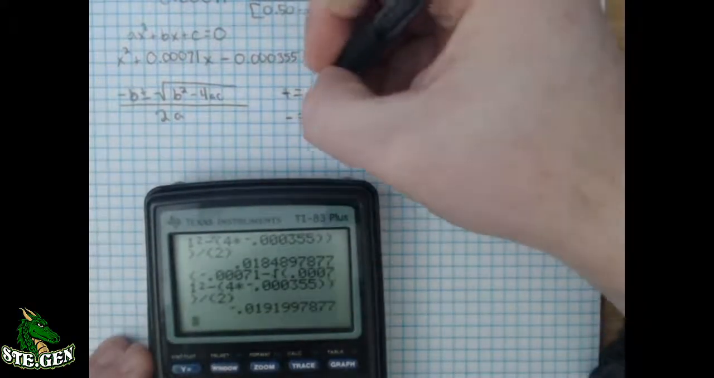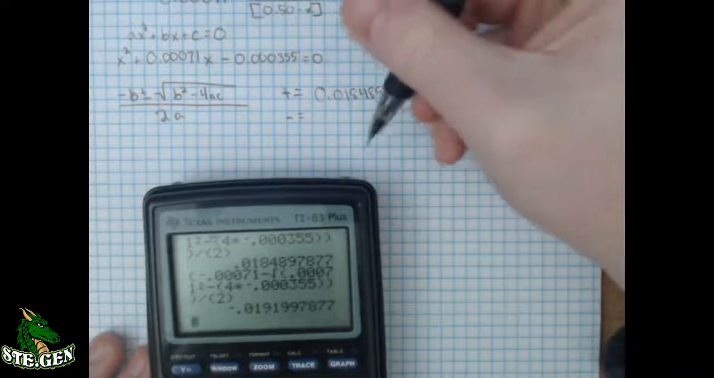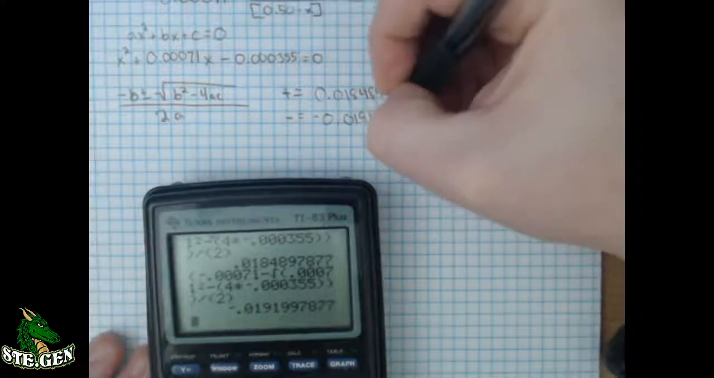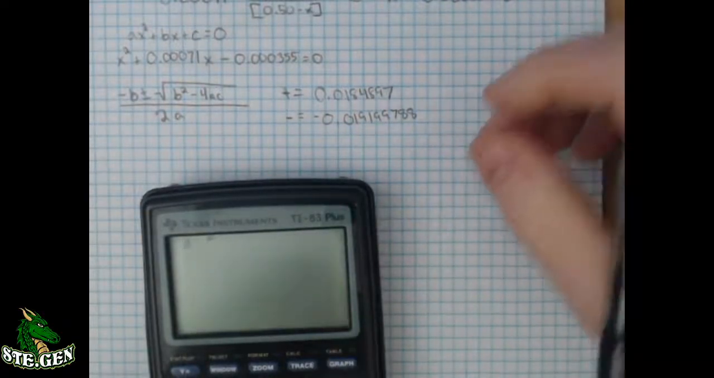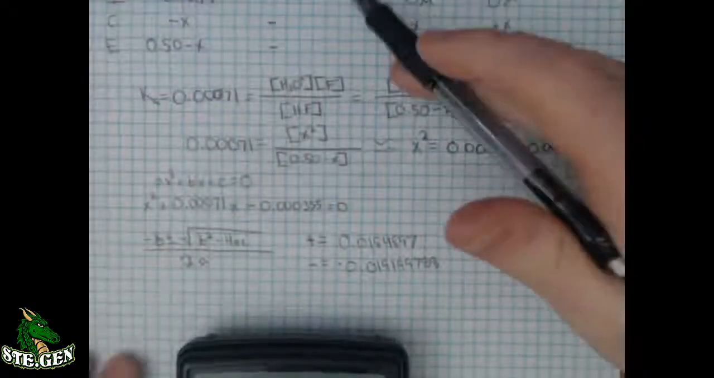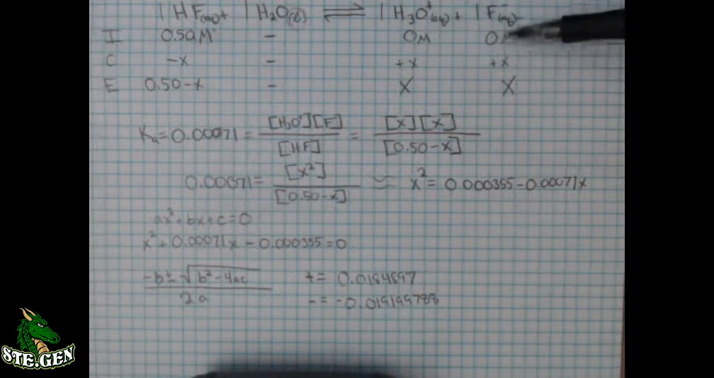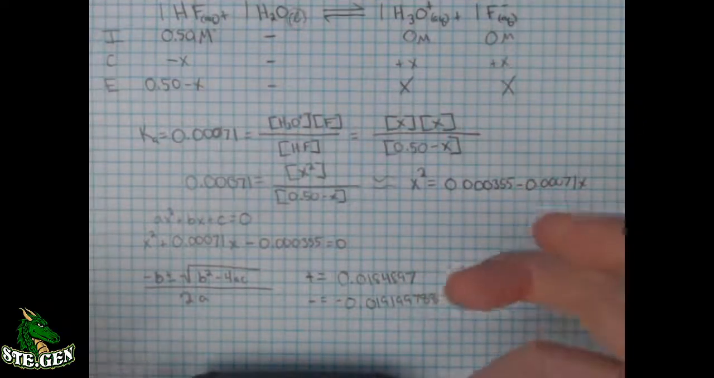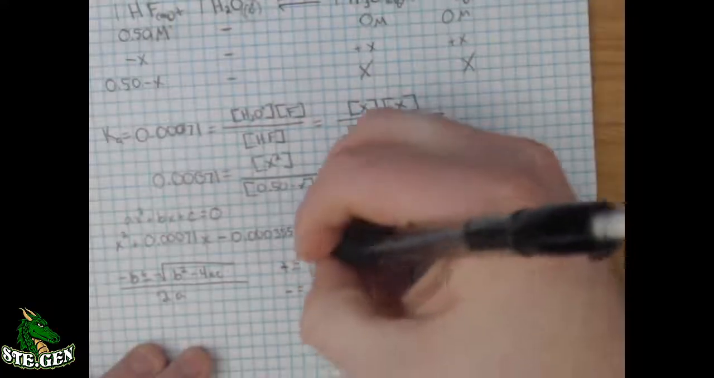So I get this value, and I get this value. Now, our positive is going to be 0.0184897, and our negative will give us a negative 0.019199788. Now, between these two numbers, it should be pretty obvious what the correct answer is, because we can't have a negative value for our x. We can't have our HF be increasing and our H3O pluses be decreasing, especially because there's none of them here. You can't have this go even further. Like, we're pulling hydronium and fluorine from the ether to create more. Like, no, that doesn't work. So we're going to have to go with our positive value here.